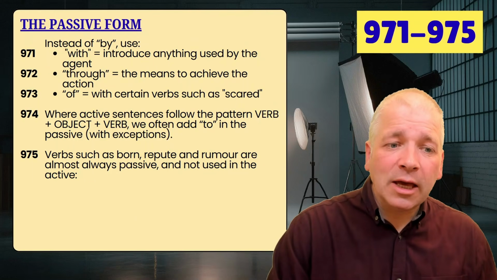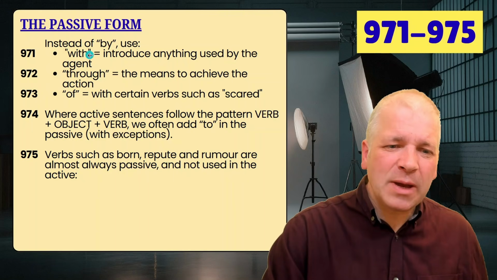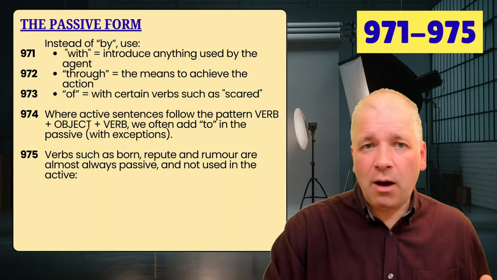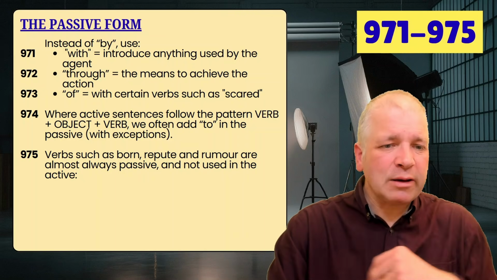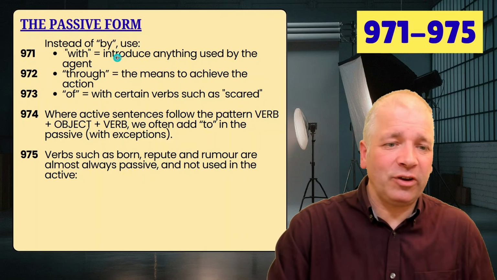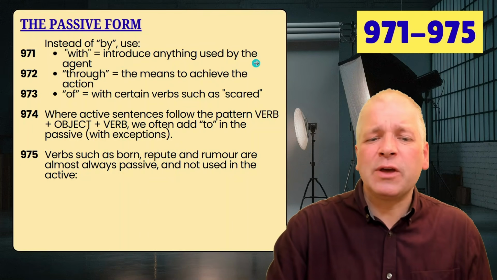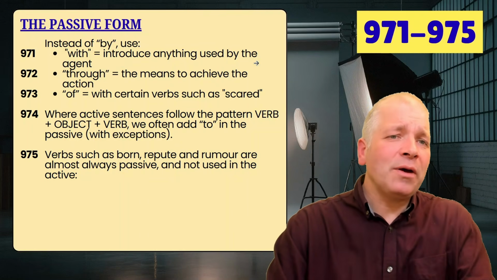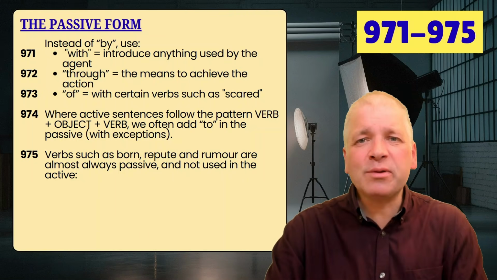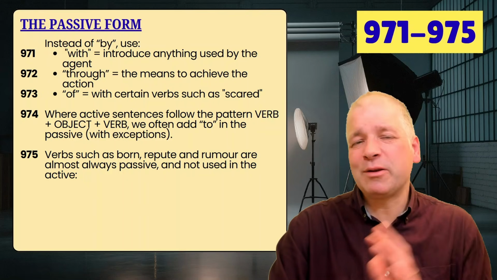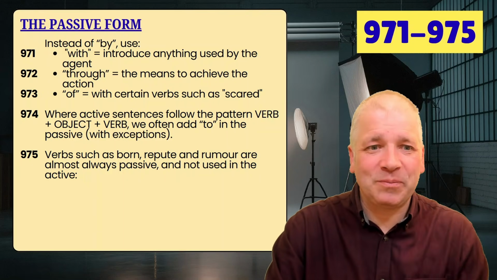Instead of "by", you can use "with". This means before the subject. So with the example I gave, "I was taught English by a teacher", I could say "I was taught English with a teacher" or "with a book". And this introduces anything used by the agent. So the teacher used a book. So "I was taught by a teacher with a book". I could say "I was taught with a book".